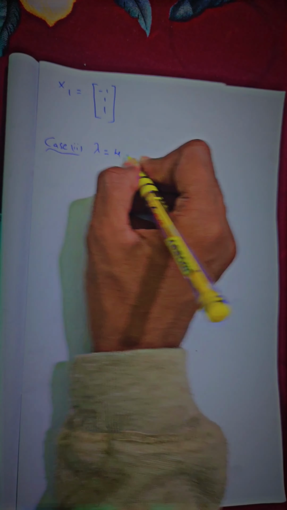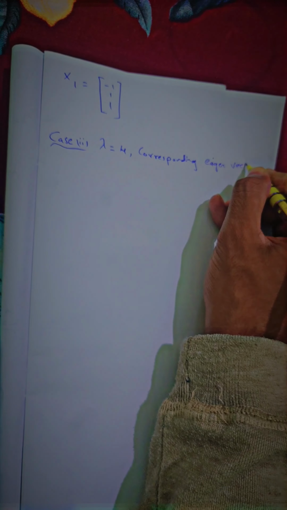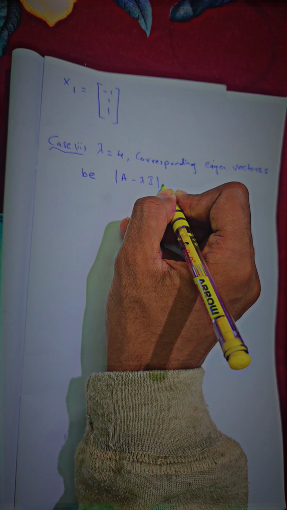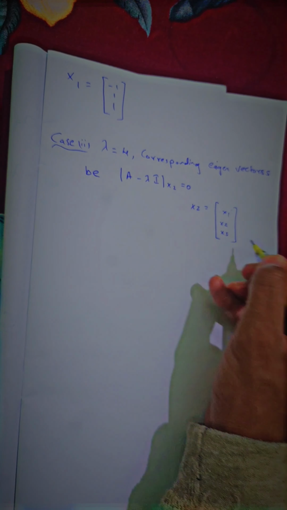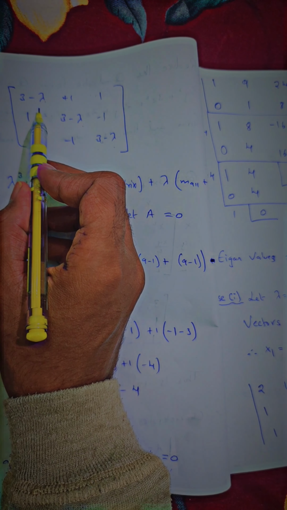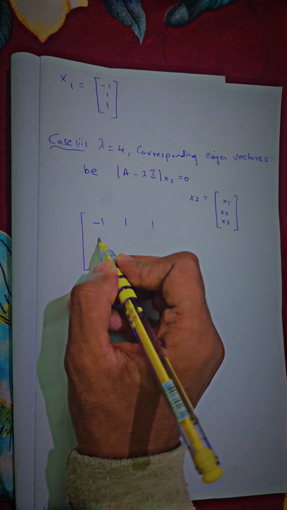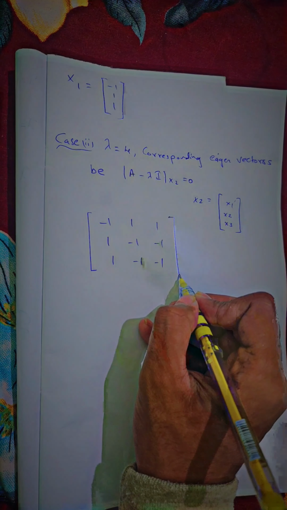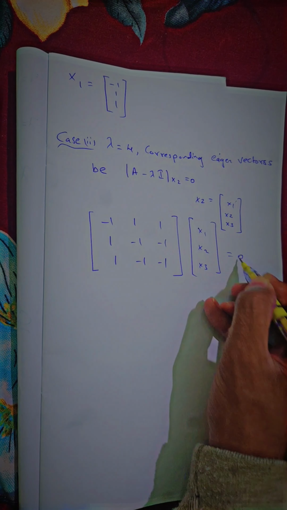So lambda is equal to 4. The corresponding eigenvectors are given by A minus lambda I times x is equal to 0, where x is x1 x2 x3. Here we are taking the lambda value as 4, so this becomes minus 1 1 1, 1 minus 1 1, 1 1 minus 1. Okay, so times x1 x2 x3 is equal to 0.